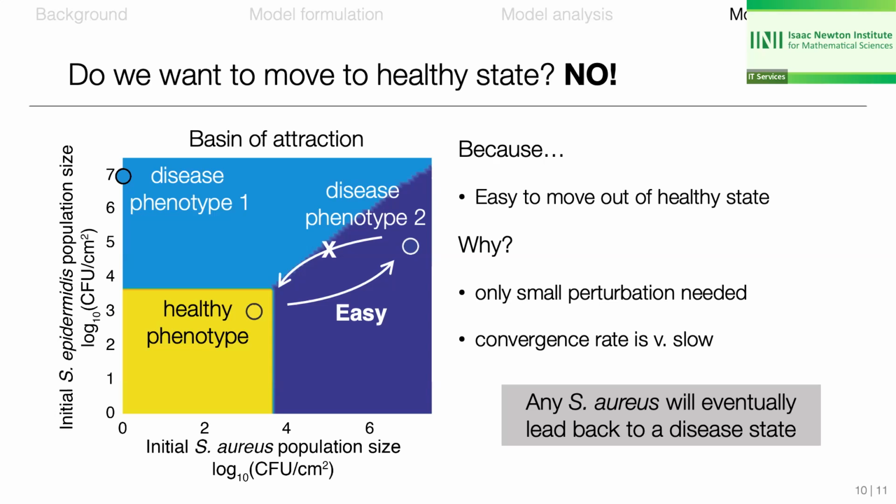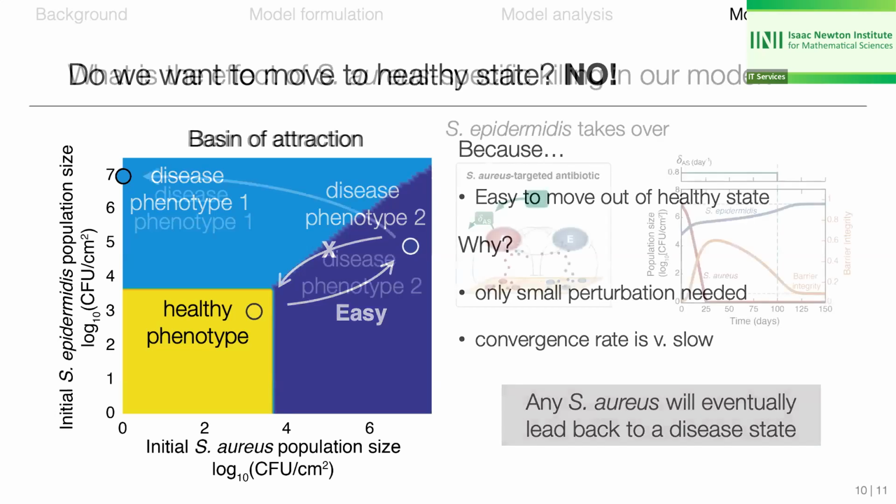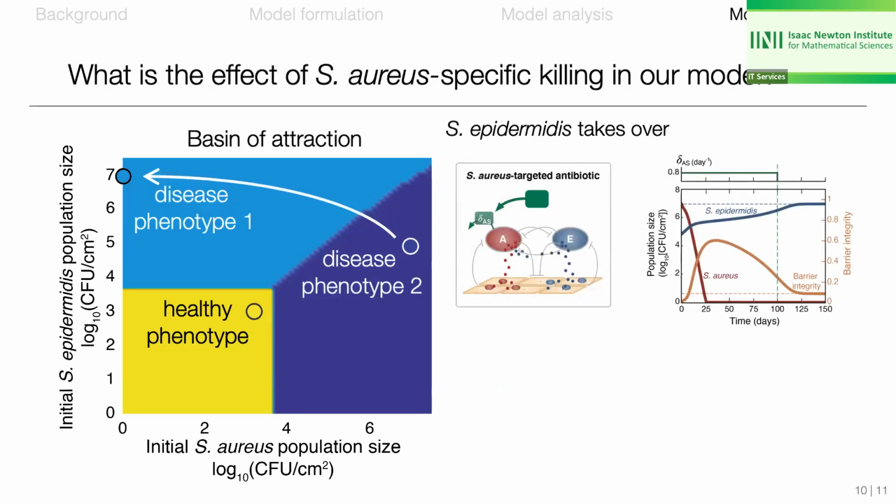But this is still very much ongoing work. So the therapy side of it is pretty new. The final bit that we looked at was applying an S. aureus specific killing therapy to this example patient, because that's been hypothesized to be a promising treatment strategy for many years. And we found that in this particular case, S. epidermidis takes over and continues causing barrier damage. So the patient remains in a disease state.